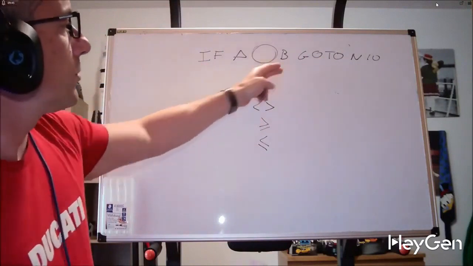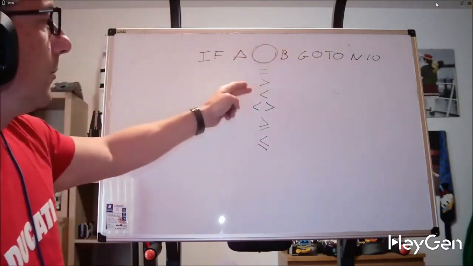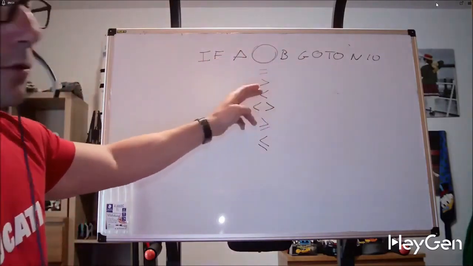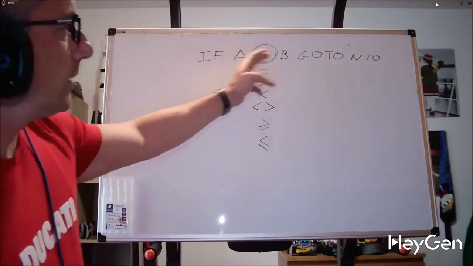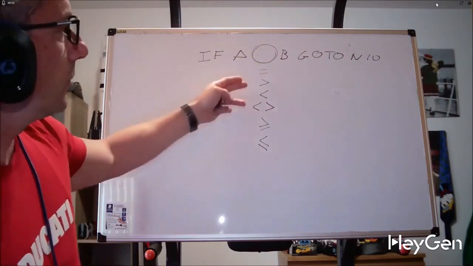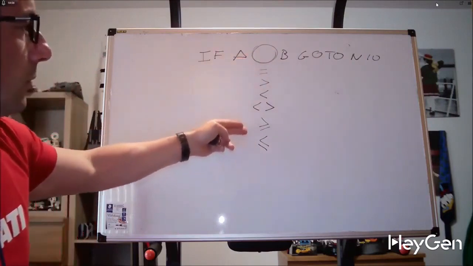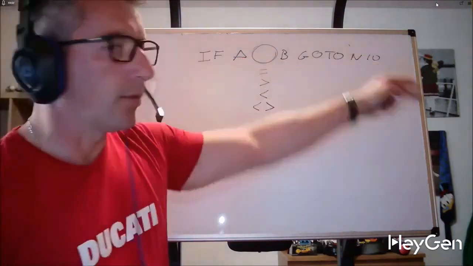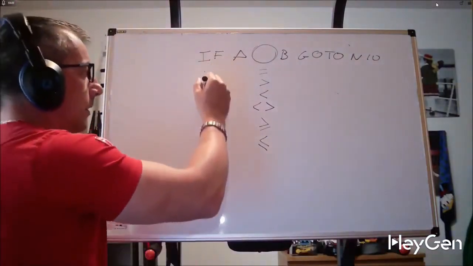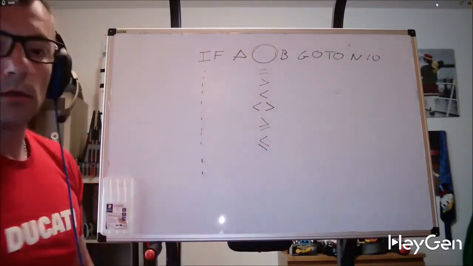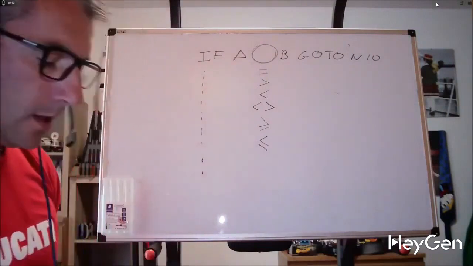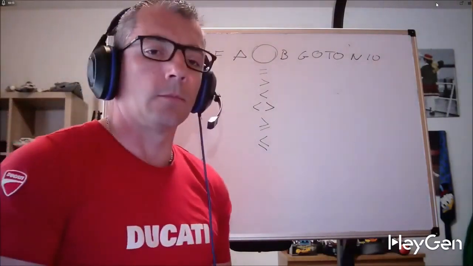If A is greater than B, I go to block 10. If A is less than B, go to block 10. If A is less than or equal to, therefore different from B, I go to block 10. If A is greater than or equal to or less than or equal to, I go to block 10. In other words, when all these conditions are true, I jump to block 10. If these conditions are not met, I continue reading the program.